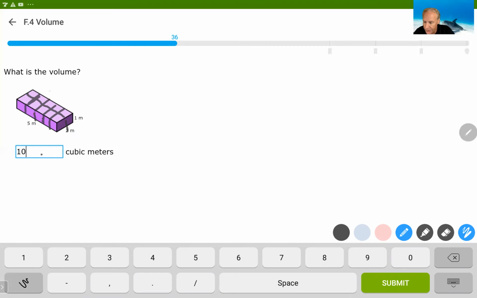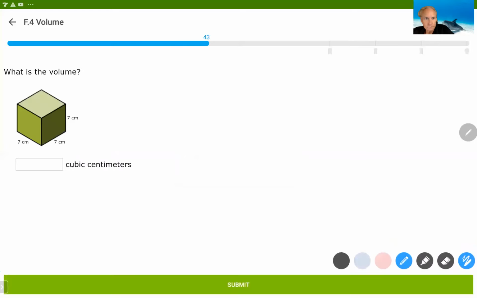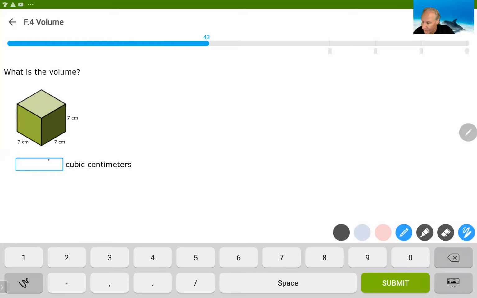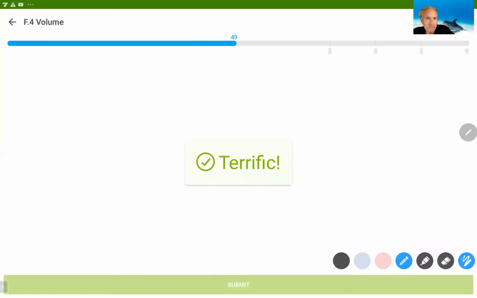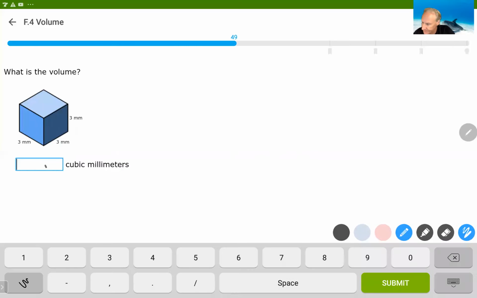Sorry, I didn't quite join those together. There we go. Now it's a little nicer. Anyway, there's 10 cubic meters there. In this one, I've got 49 times 7, which is 343. 3 cubed is 27. Just make sure I'm in the right units.